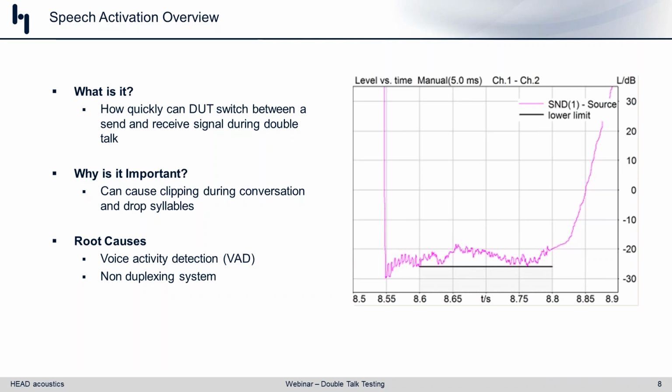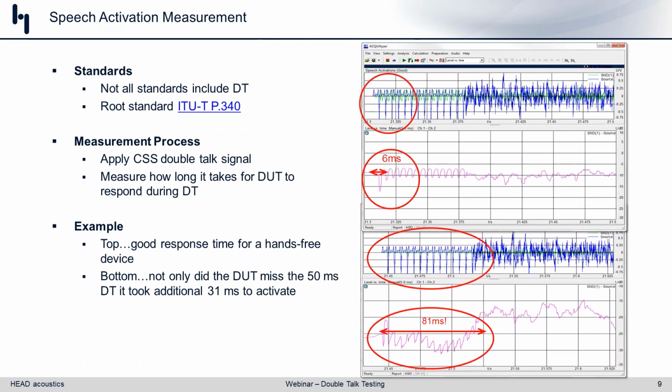You would see issues with clipping, loss of sounds, loss of syllables, loss of words, or even worse than that, loss of entire sentences. But that's what we want to look at with the speech activation. This is the very fundamental first step in figuring out, can your product even handle the idea of double talk? So not all standards include this particular test, but if we look in ITU-T P.340, this is where we get the root of the speech activation.